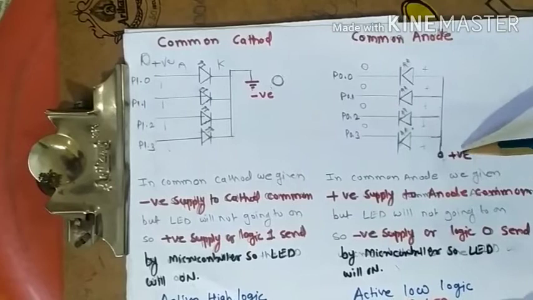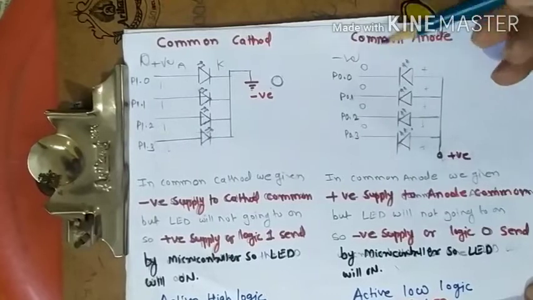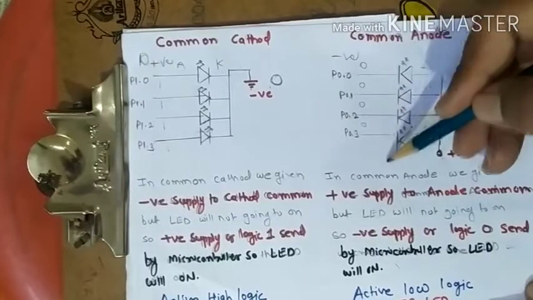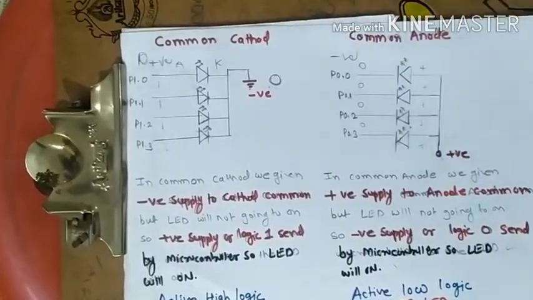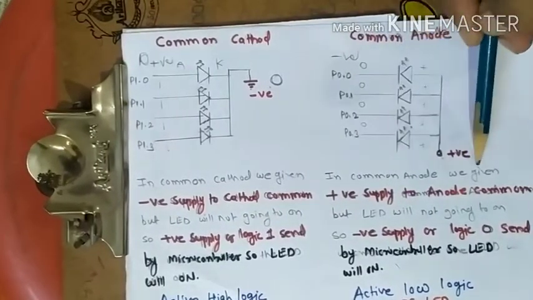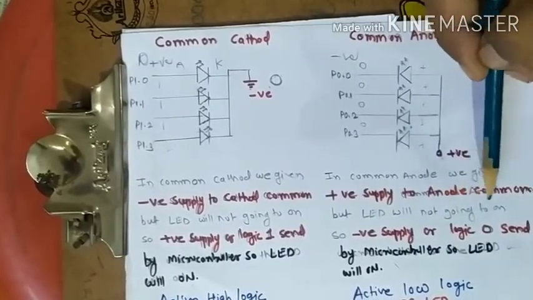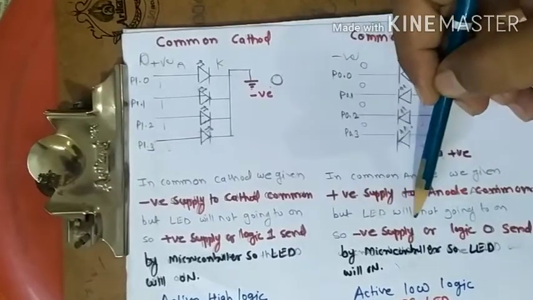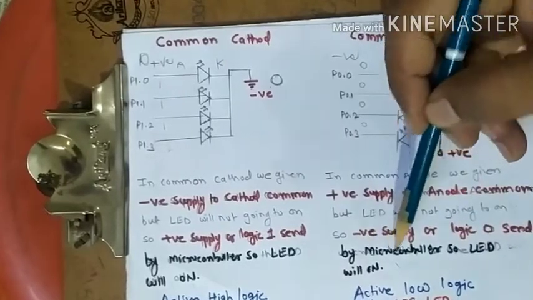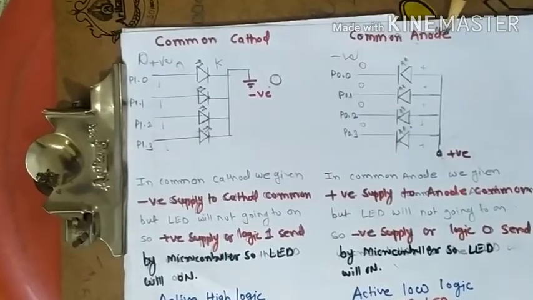The LED is already connected with the positive supply and it is waiting for a negative supply, and that negative supply is coming from the microcontroller. That negative supply is nothing but the 0. So in common anode, we give a positive supply to the common anode, but the LED will not turn on. The microcontroller sends a negative supply or logic 0, so the LED will turn on. When is the LED on? When we are sending 0 in the case of common anode.